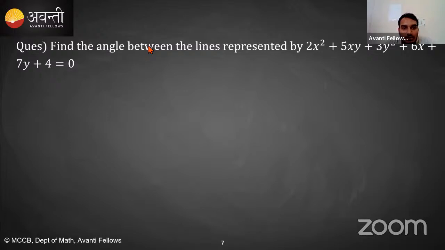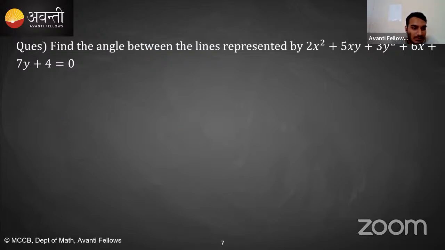JNV Ballari, JNV Chitradurga, and Sweetie. Everyone, tell me quickly. What is the answer? Anybody got the answer? Anyone?